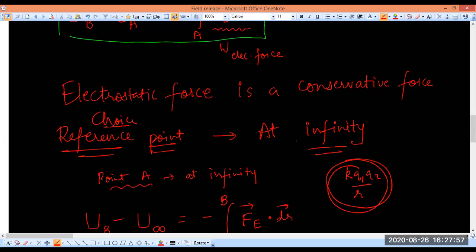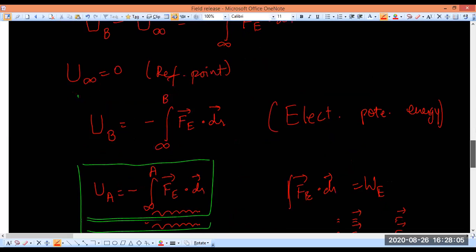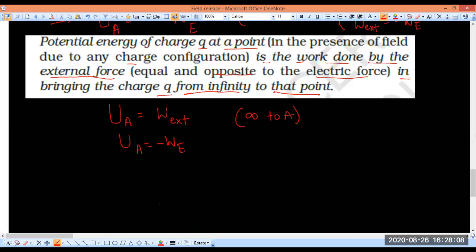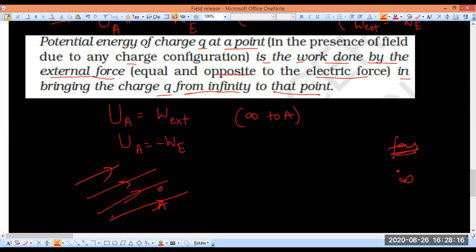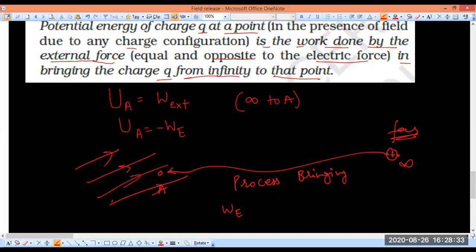What is the meaning of infinity to A? Again, I'll just go through that. Infinity to A means the point was very far. Suppose here is a point A where there is some electric field, and this is a point that is very, very far. That is what we are calling infinity. And suppose you bring one point charge all the way from there to here. In this process of bringing the charge, you have to do some external work. So that is why it is written from infinity to A. Clear?